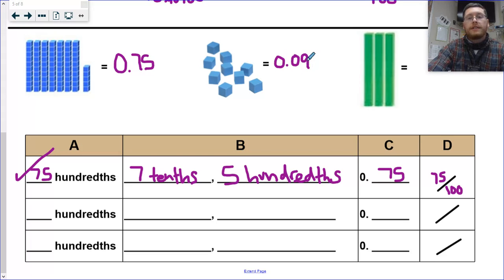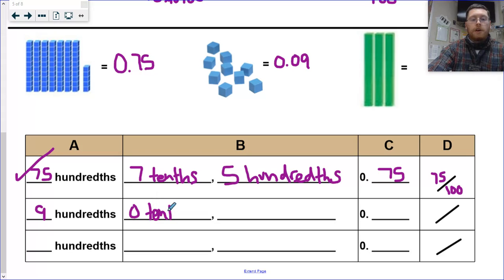So 0 tenths, and I have 9 out of 100 pieces. So 0.09. Now let's fill in our table at the bottom. How many hundredths do we have? We have 9 hundredths because the 9 is in the hundredth spot. Okay. So 9 hundredths. How many tenths do we have? We didn't have any tenths. So we put 0 tenths.